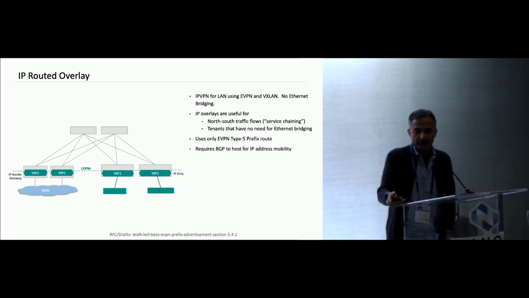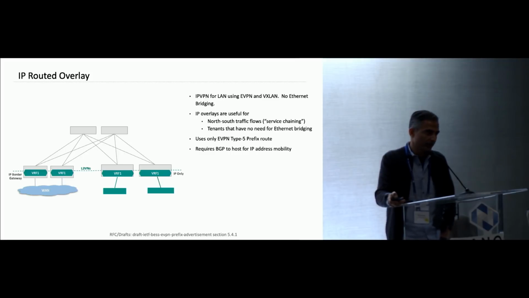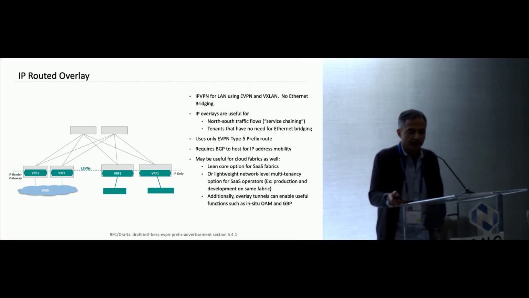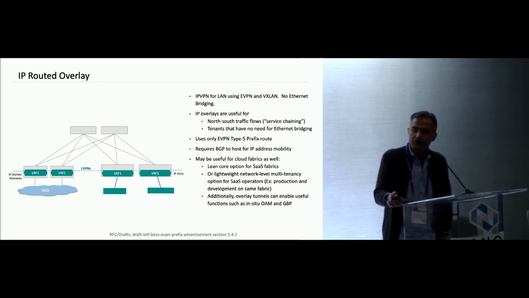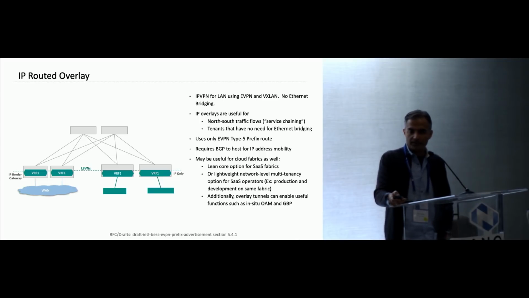Yeah, we spoke of that type 5 prefix route. Now, if you need mobility here, you need to do BGP all the way to the host, right? And if you have a workload that needs to move from one host to the other, the original host has to withdraw, and the target host has to announce. These overlays are useful even for folks who don't believe they need it. For example, if you're running an IP-only infrastructure, you can still use routed overlays to run a lean core, so you don't have any workload state, workload IP in your spines, etc.